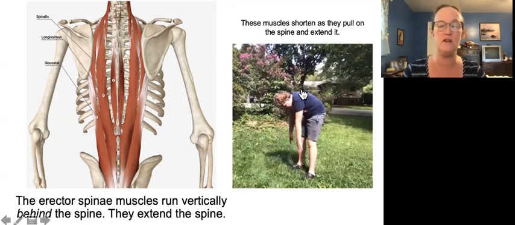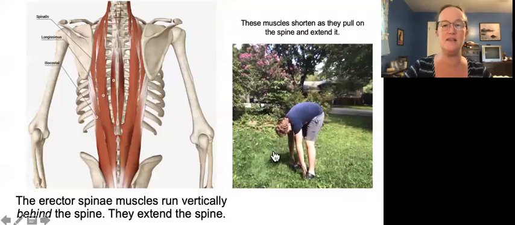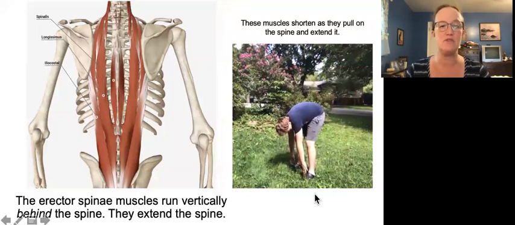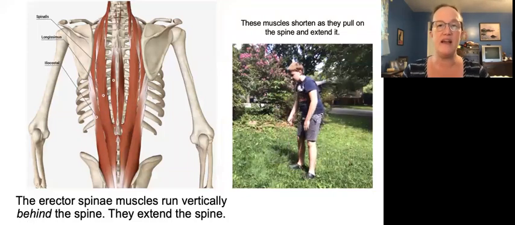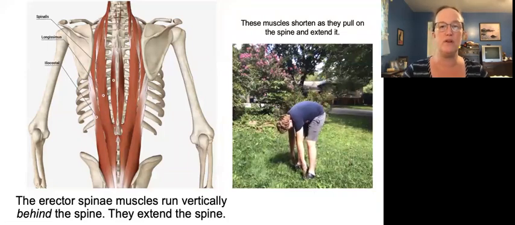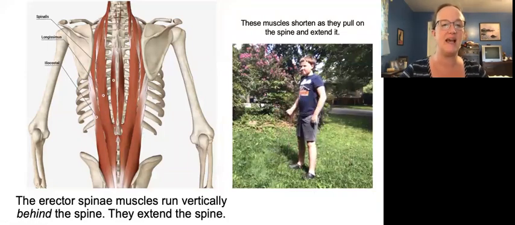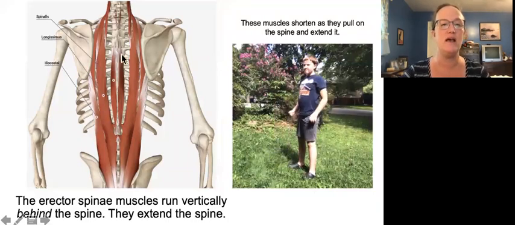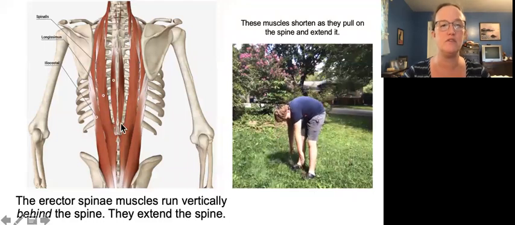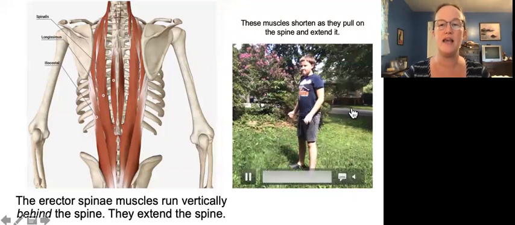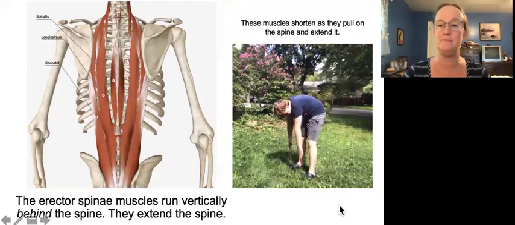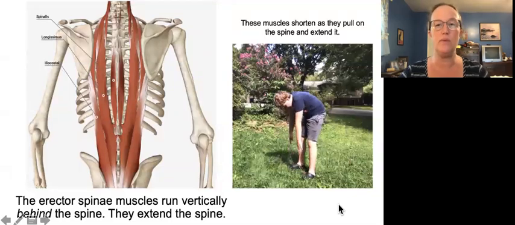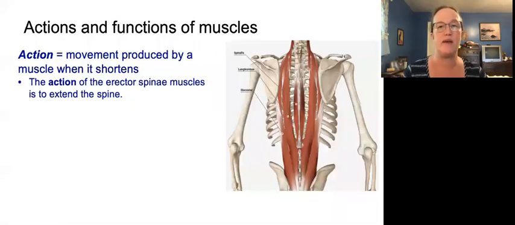So I'm going to have a few videos of my son Danny demonstrating some of these things in this video. And here he is extending his spine as he stands up straight. So the erector spinae muscles are creating this movement, and what they're doing is that back here behind the spine, they are shortening as they contract, and as they shorten, they pull the vertebrae and the ribs backwards, and that extends or straightens the spine. So extension of the spine is what we call the action of the erector spinae muscles.